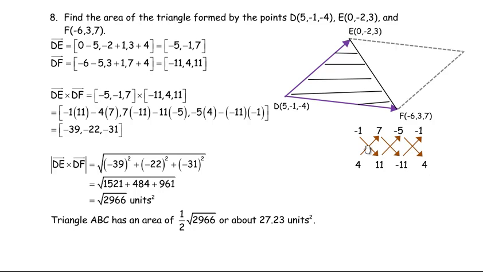So we go -1 times 11 at the beginning here, minus the product of 4 and 7. And then that's the x component. And then 7 times -11 at the beginning here for the y, minus the product of 11 and -5. And then -5 times 4 minus the product of -11 and -1. So maybe we'll bring the calculator over here for this.